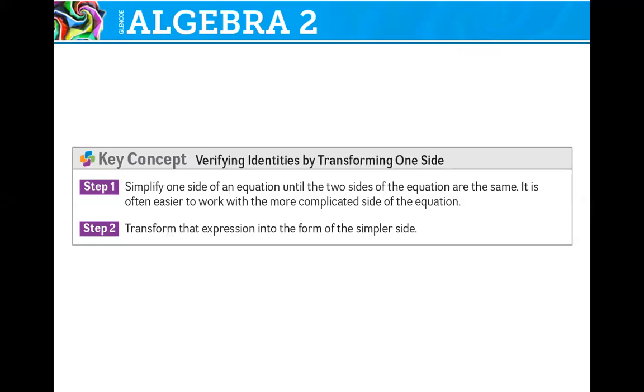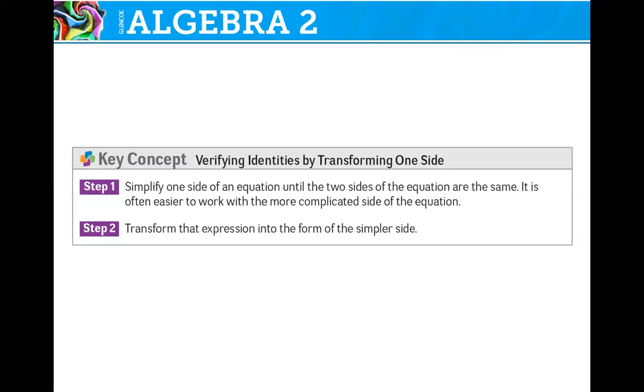It's a new lesson. Yesterday we finished the first lesson in this week, and today, inshallah, we're starting with the second lesson. The name of the lesson is verifying identities by transforming one side. This is our lesson today.